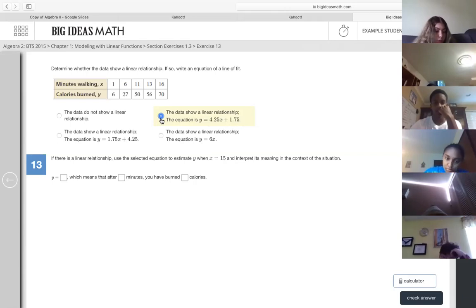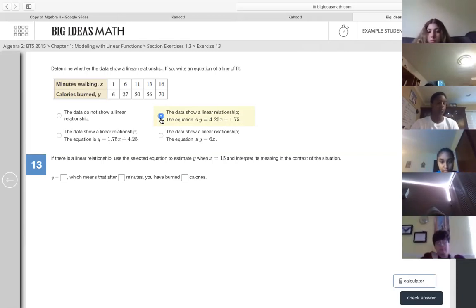So let's find y first. So they're telling you that x equals 15. So all you have to do is plug 15 into that equation, 4.25x plus 1.75. So when you plug it in, it's going to be y is equal to 4.25, instead of x, I'm plugging in a 15, plus 1.75.